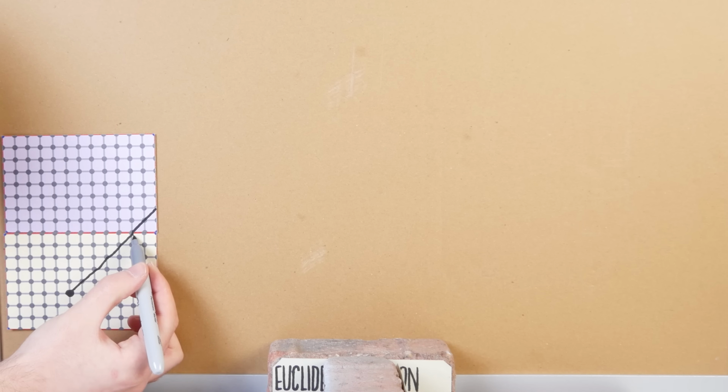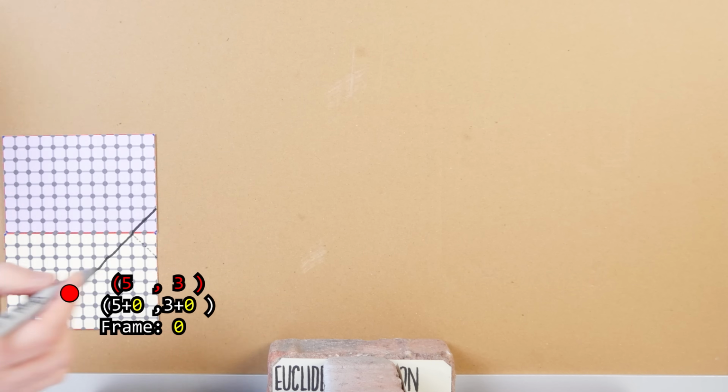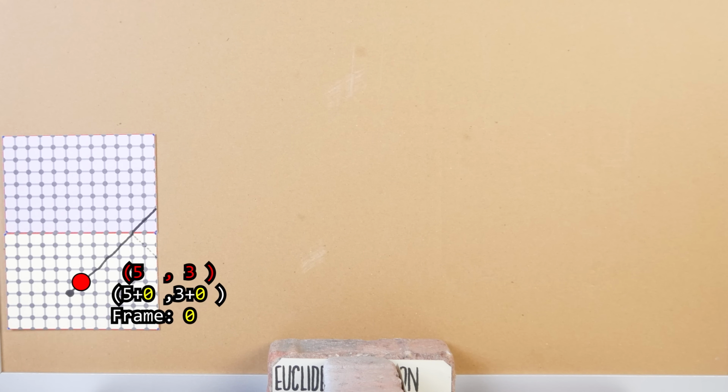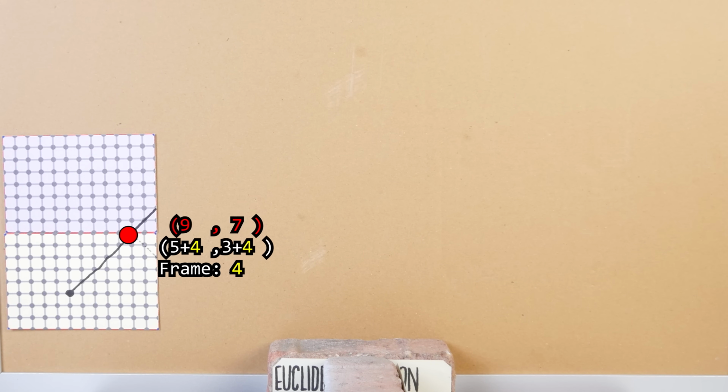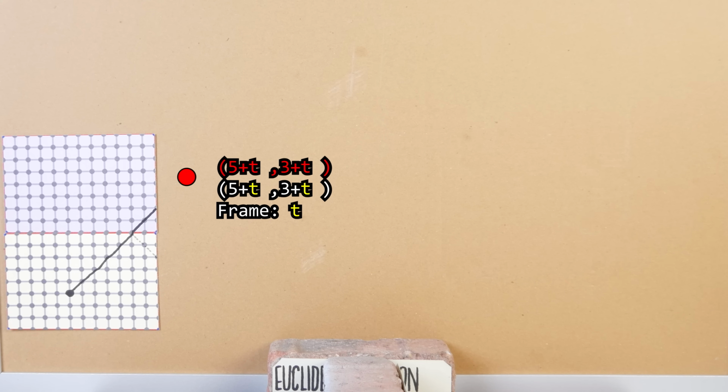Before we get too excited, we should be super clear about what we're doing here and why. Notice now that the coordinates of the dot are increasing by 1 on both x and y components. Carrying on forever, at time t, we can see that the coordinates of this square will be 5 plus t, 3 plus t, where t is the frame number, whereas in the bouncing model, it's much less obvious.